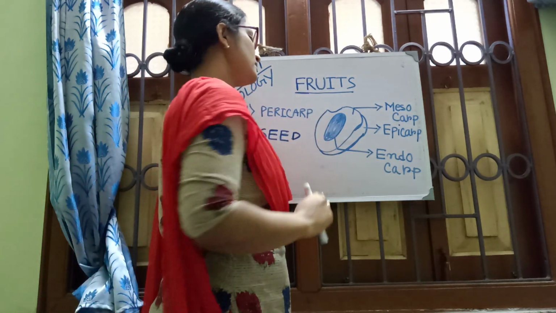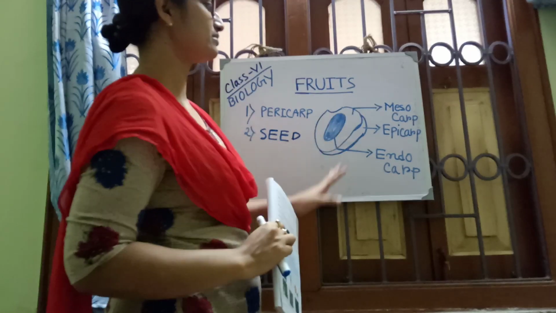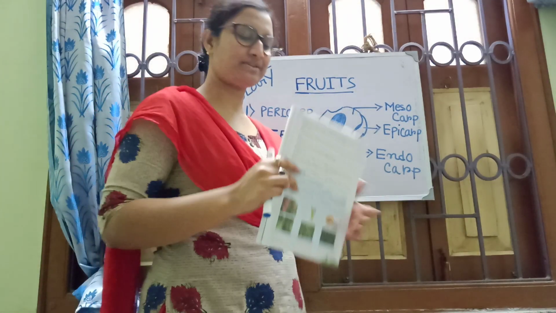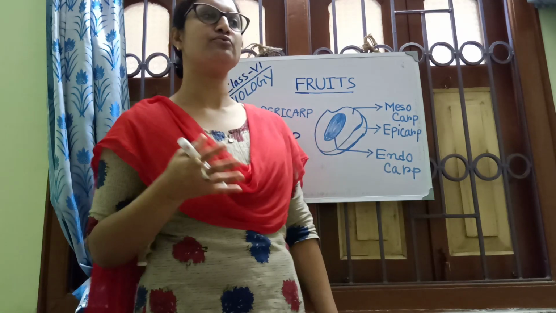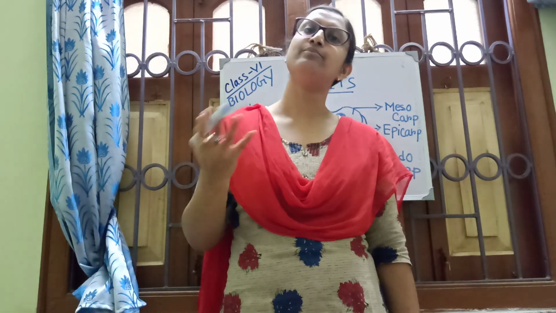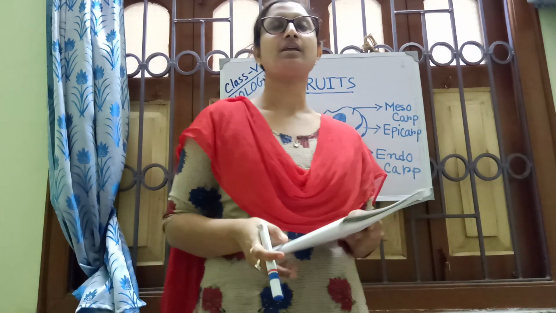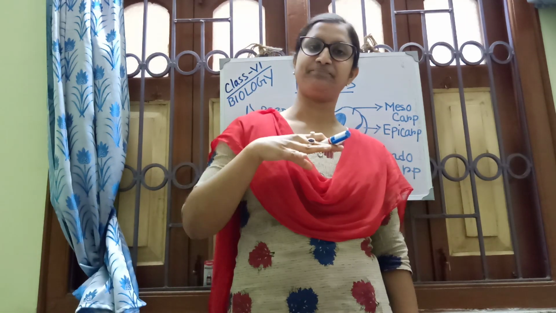First, fruits. You can see here the fruit structure, the different layers and the different parts of fruits. What is a fruit? After fertilization, the ovary develops to form a fruit. After fertilization, some changes occur in the ovary.